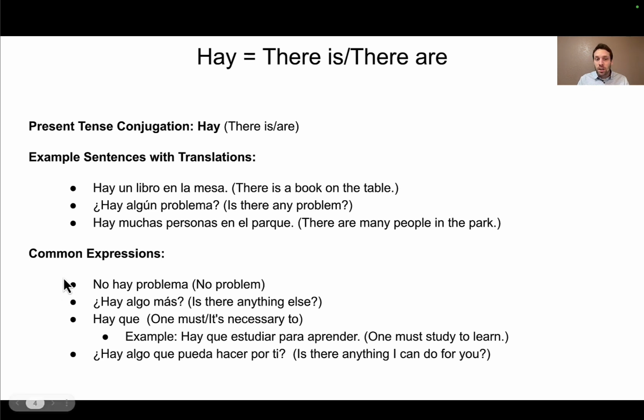More common expressions could be no hay problema. O sea, no hay problema. Or ¿hay algo más? Is there anything else? You can also say hay que for like one must do something, or it's necessary to do something. For example, you could say hay que estudiar para aprender. One must study to learn. You can also say ¿hay algo que pueda hacer por ti? Is there anything I can do for you?